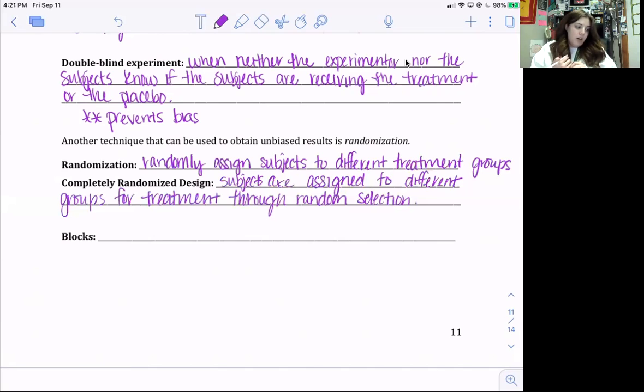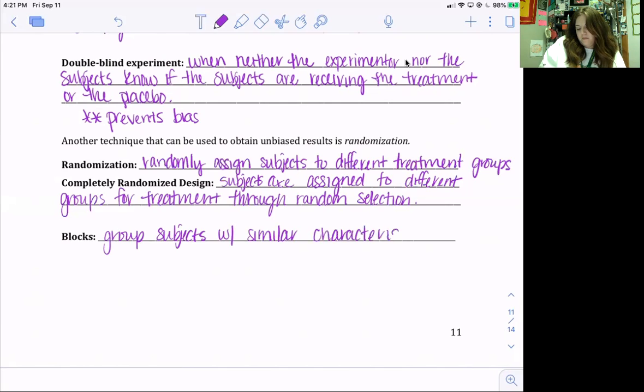Okay, so now we have blocks, and this is a way we group people. This is when we group subjects with similar characteristics. So maybe we group based off of their age, or their gender, or their grade level, or what classes they're taking.